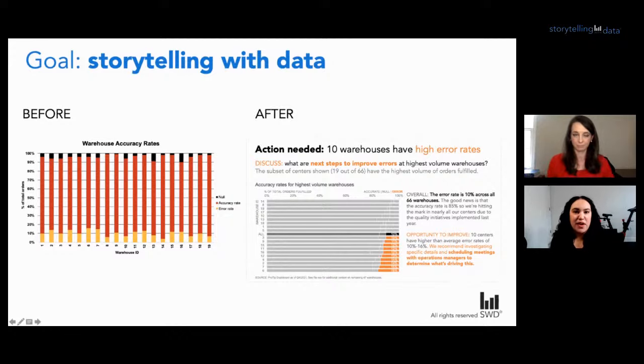Absolutely. There's no right or wrong. There are so many ways to communicate effectively with data, so it's about finding one of those ways that's going to be effective for your given scenario.